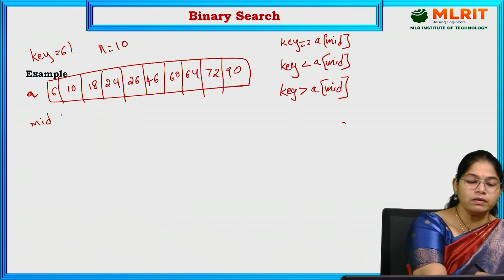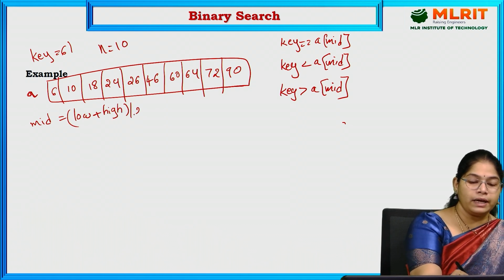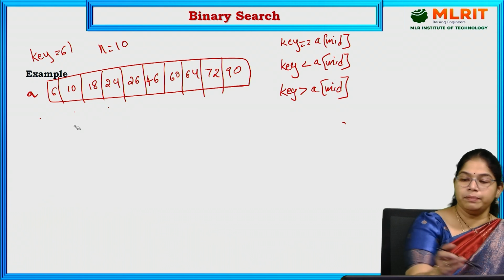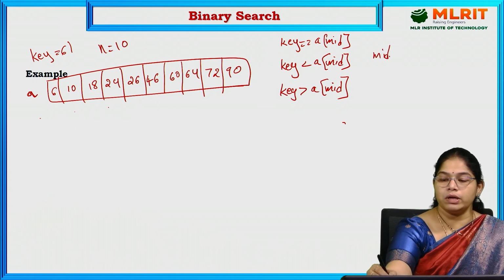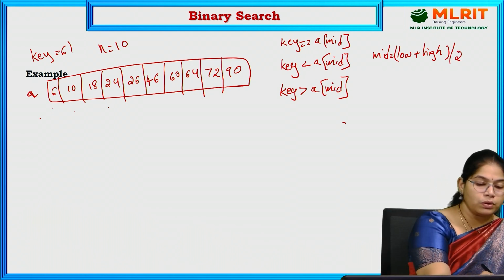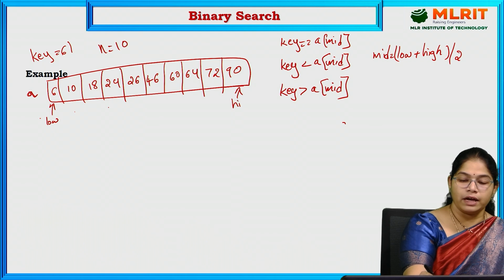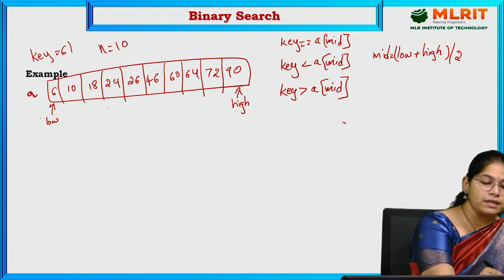Now to find out the mid value, it is low plus high by 2. So to find out the mid value, mid is equal to, we know that it is low plus high by 2. So always this is the low and here we have high. We can also take it as left or right.